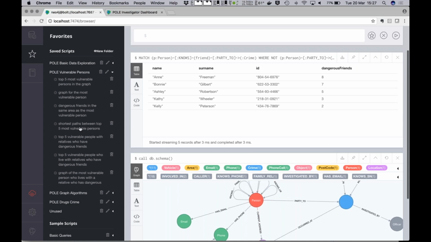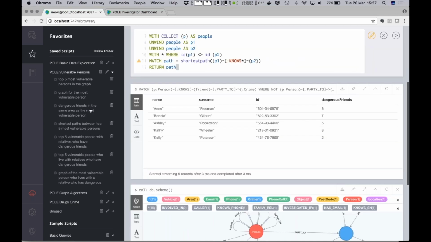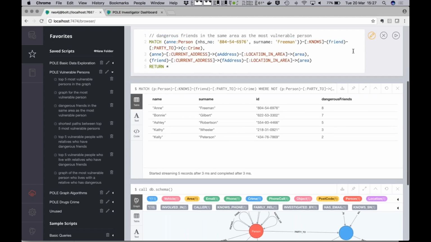Now, we'll take a look at this one first. So maybe we'll say, okay, Anne Freeman has these dangerous friends, but the ones who put her at the most risk are the people who live the closest to her. So what we're doing here is taking a look at Anne Freeman and looking for her friends that live in the same area as her.